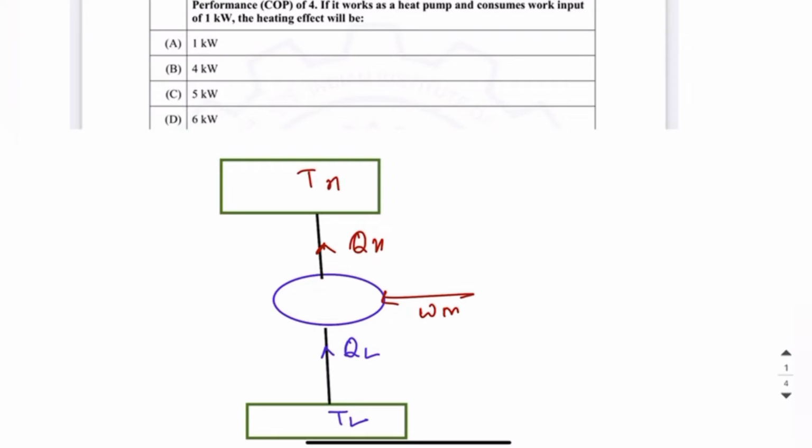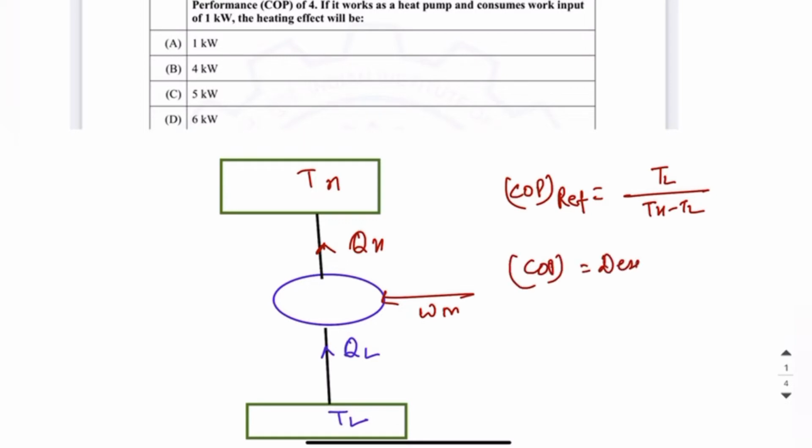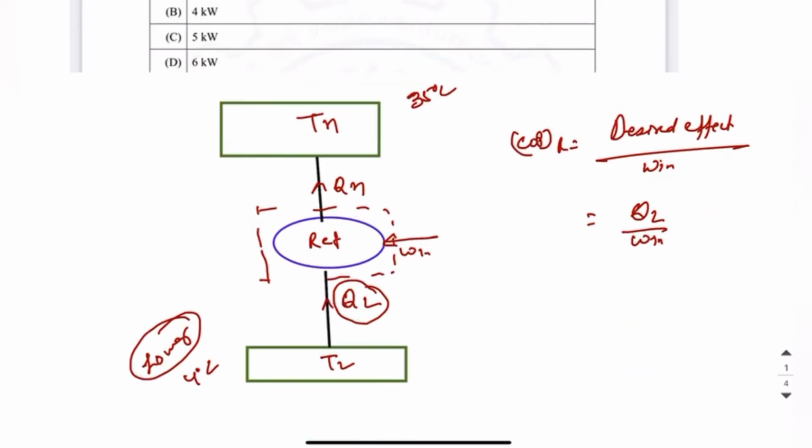Now if a refrigerator is working on a Carnot cycle, then COP of such a refrigerator is given by TL upon TH minus TL. See, the general formula for COP is desired effect upon work input. So in the refrigeration case, the desired effect is QL. So COP is QL upon work input. Now this work input is QH minus QL. So COP of refrigerator is QL upon QH minus QL.